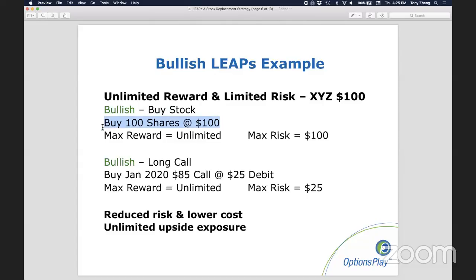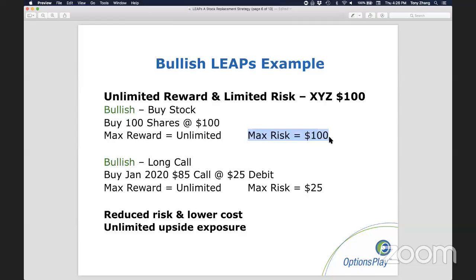What's your upside if you buy 100 shares of that stock? Your max reward is unlimited because the stock can continue going higher. There's no limit to how far that stock can go. So your max reward here is unlimited. Your max risk here, however, is $100 per share because you paid $100. That stock can theoretically go to zero. So your max risk is $100 a share.